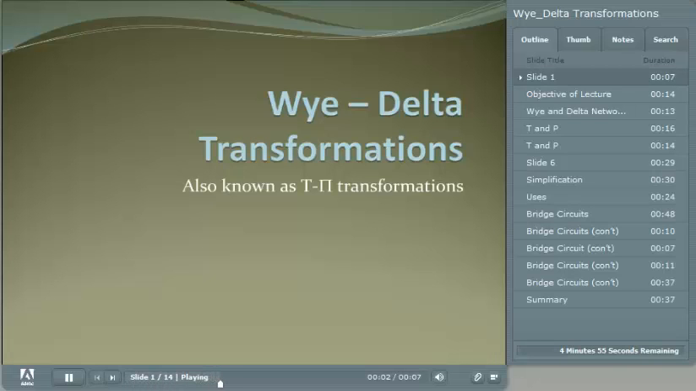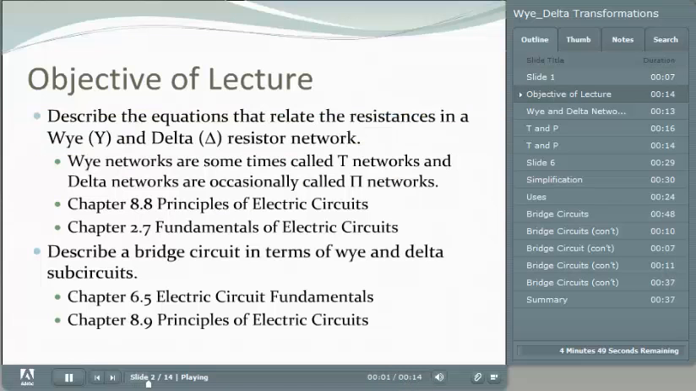Today's lecture is on Wye and Delta transformations, also known as T-pi transformations. The objective of the lecture is to describe the equations that relate the resistances in a Wye and Delta resistor network, and describe what a bridge circuit is in terms of Wye and Delta subcircuits.